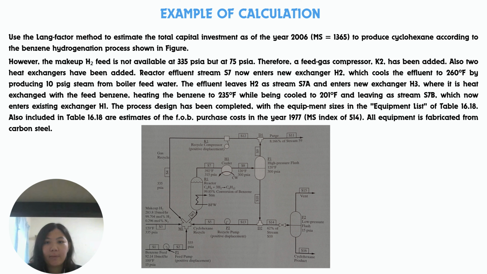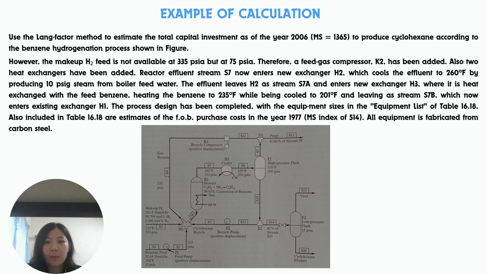Reactor effluent stream S7 now enters new exchanger H2, which cools the effluent to 260 Fahrenheit by producing 10 psig steam from boiler feed water. The effluent leaves H2 as stream S7A and enters new exchanger H3, where it is heat exchanged with the feed benzene, heating the benzene to 235 Fahrenheit, while being cooled to 201 Fahrenheit and leaving as stream S7B, which now enters existing exchanger H1.